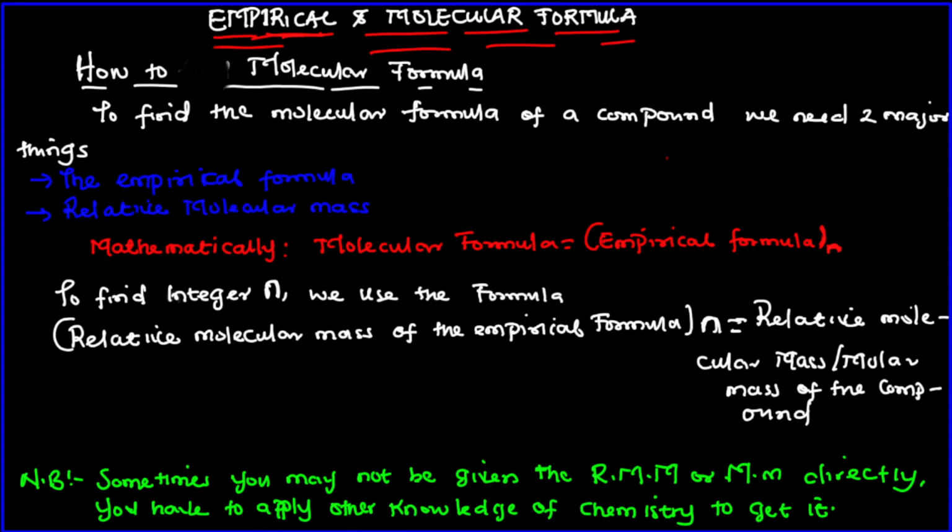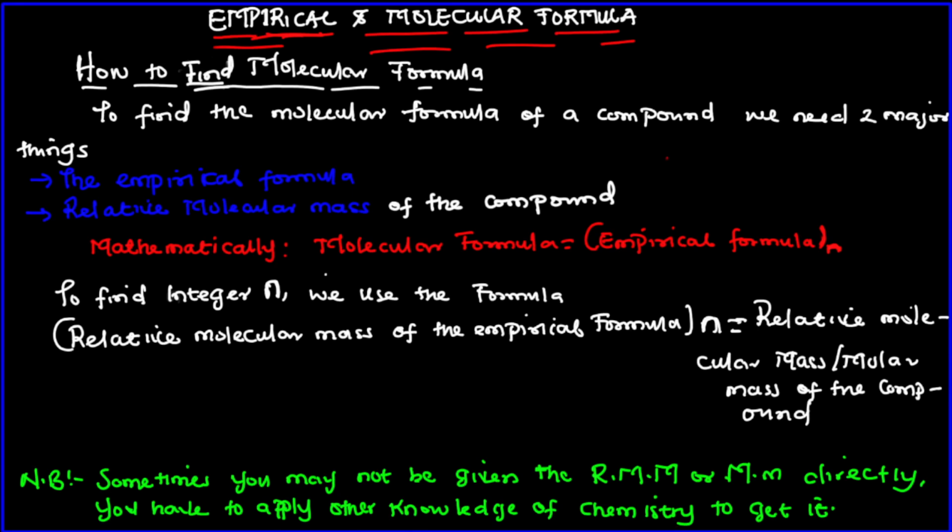How to find molecular formula. Let's quickly look at this. Now, to find the molecular formula of a compound, we need two major things. We need the empirical formula, which I've given you guys the steps, and then the relative molecular mass of the compound. You need the empirical formula and the relative molecular mass, RMM, of the compound.